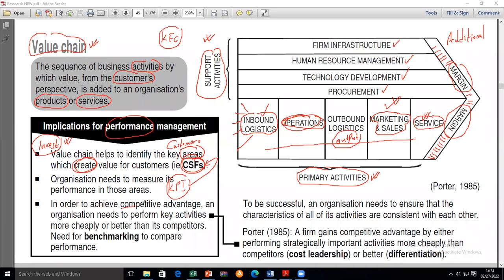In order to achieve a competitive advantage, an organization needs to perform key activities more cheaply or better than its competitors. Meaning that you need to benchmark and compare with others. What we are saying here is that if you're going to be better than others, you must review all these. To be successful, an organization needs to ensure that the characteristics of all activities are consistent. So consistency is needed. If there's no consistency, then you have a problem, isn't it?